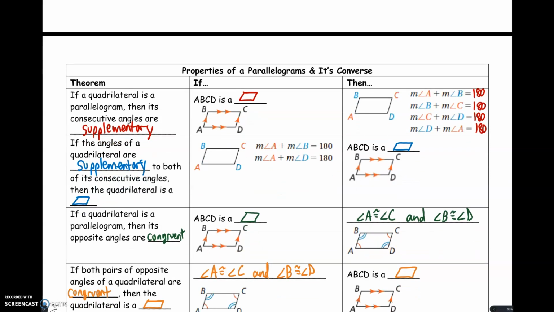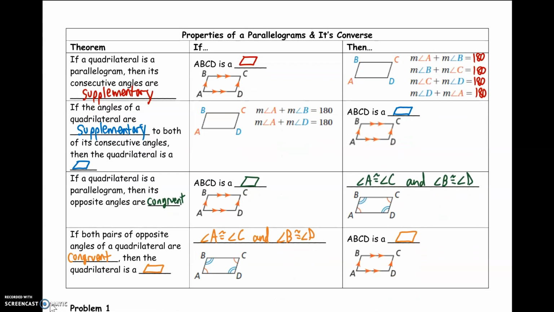And like with our other rules, if I look at that converse and want to prove that something's a parallelogram, I can imagine that if those are congruent from the beginning, so opposite angles again in the opposite corner from my parallelogram, if those are congruent in both pairs, I will have a parallelogram. So that's yet another way to prove it if I don't want to use those sides.